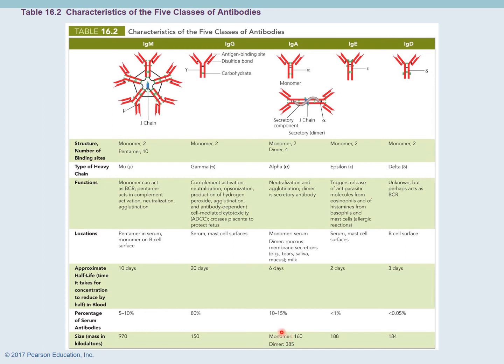This table does show what the structure looks like. As you can see, IgM is a pentamer. There are 5 of these basic complexes together. IgG, IgE, and IgD are monomers. There's just one of those complexes. IgA is a dimer, meaning you have 2 of them connected together. Once again, the function is mentioned, the location is mentioned, and overall, the percentage of these that are found. You can see about 80% of them are your IgGs.